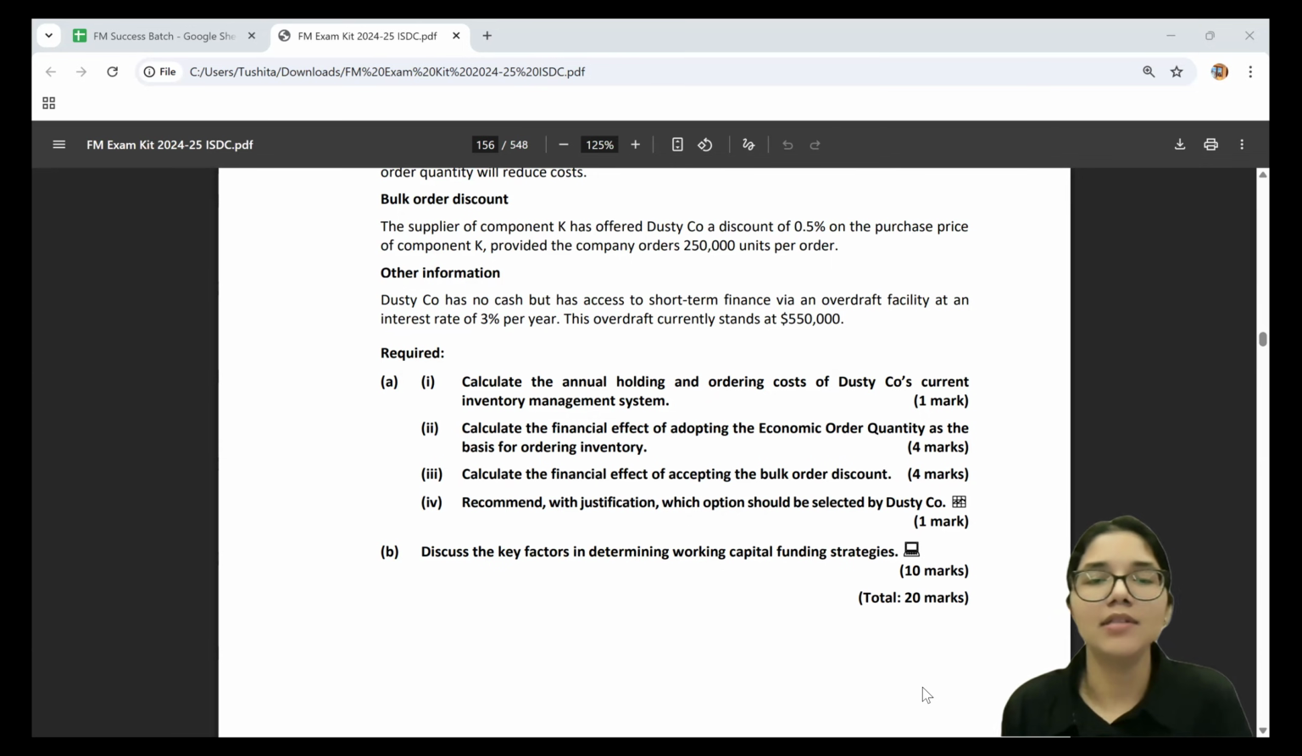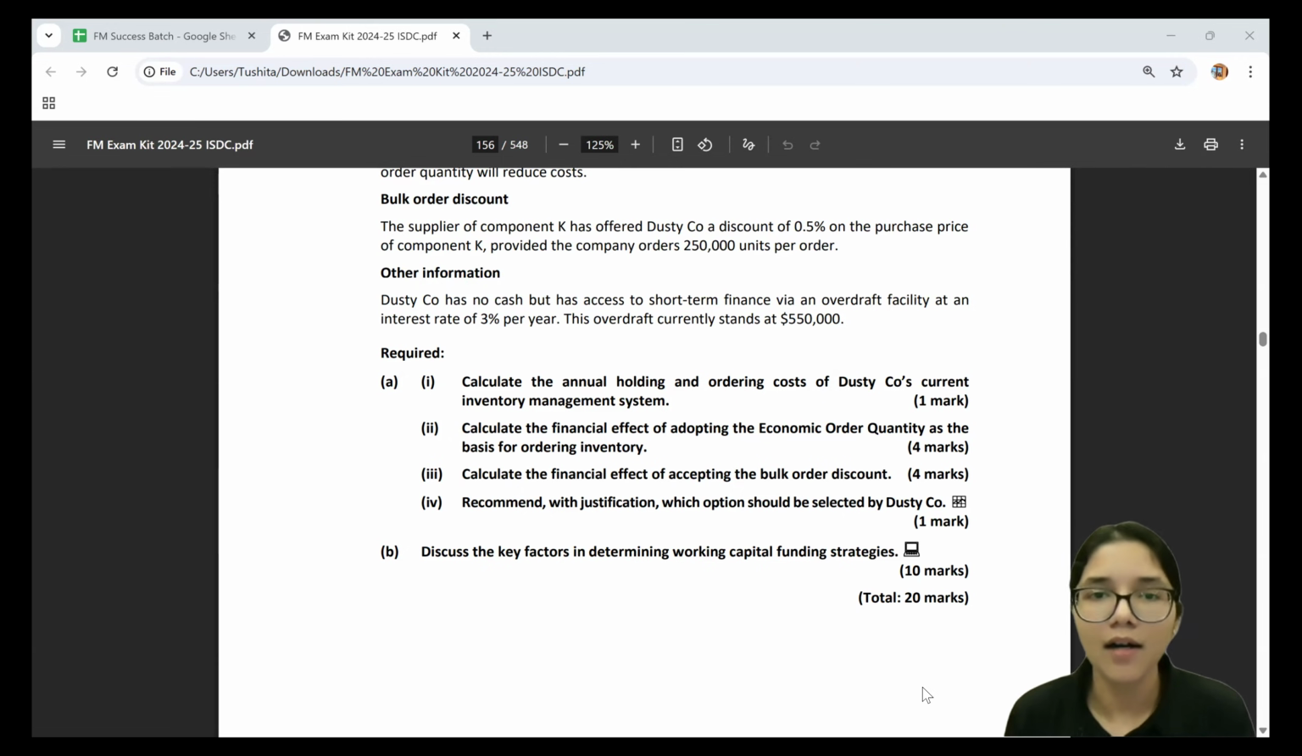Then the second requirement under that wants me to calculate the financial effect of adopting the economic order quantity as the basis of ordering inventory. So for 4 marks, I have to tell what effect is going to be there if the business switches. What are we doing right now? It will be told to us in the question. And then if we shift to the EOQ model, that is how we have to compare and contrast and find out what will be the financial effect. Will Dusty Company as a business end up saving money because of using EOQ, or will they end up losing money because of using EOQ? That is what we have to say in the second part.